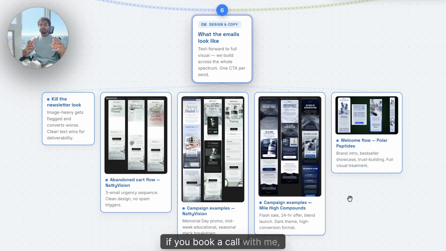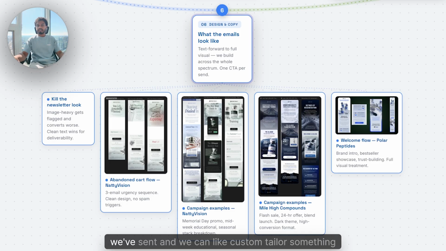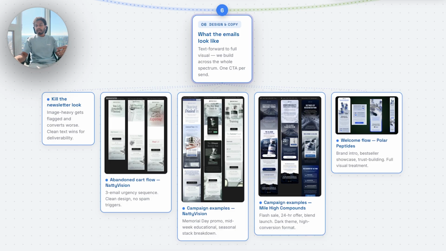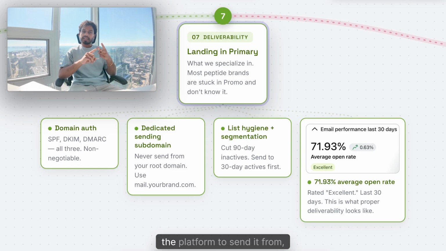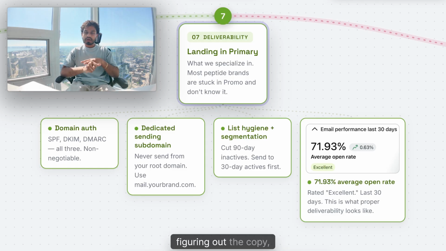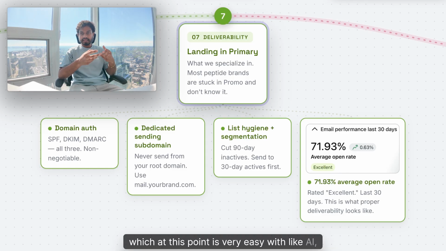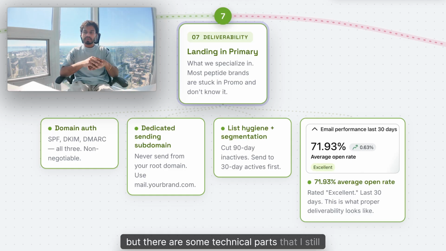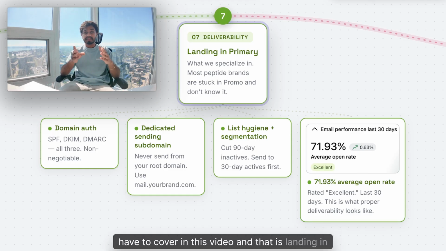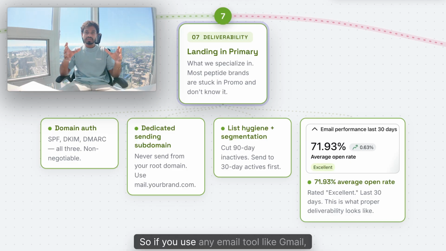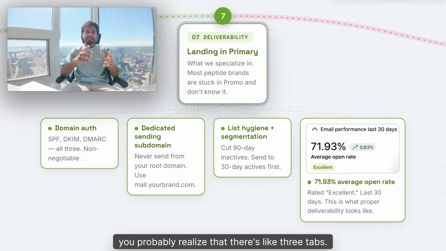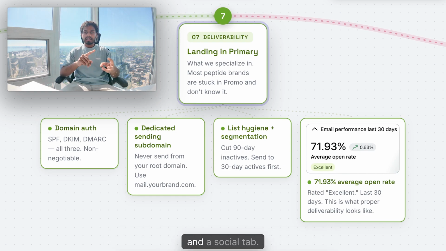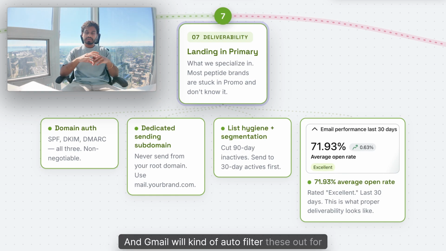If you book a call with me, I can show you hundreds of different emails that we've sent, and we can custom tailor something with a brand tone that matches your company. Now, on top of figuring out the design aspect, the platform to send it from, and the copy, which at this point is very easy with AI, there are some technical parts that I still have to cover in this video, and that is landing in primary. If you use any email tool like Gmail, you probably realize that there are three tabs: a primary tab, a promotions tab, and a social tab, and Gmail will auto filter these for you.